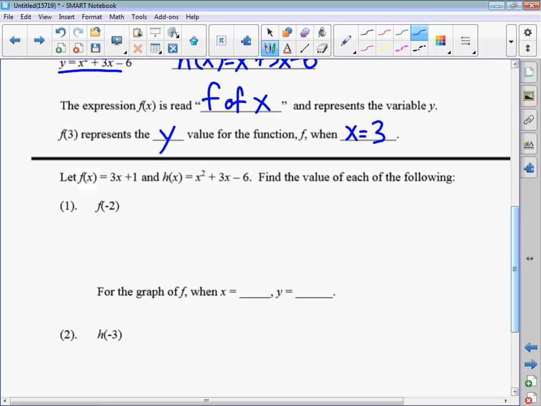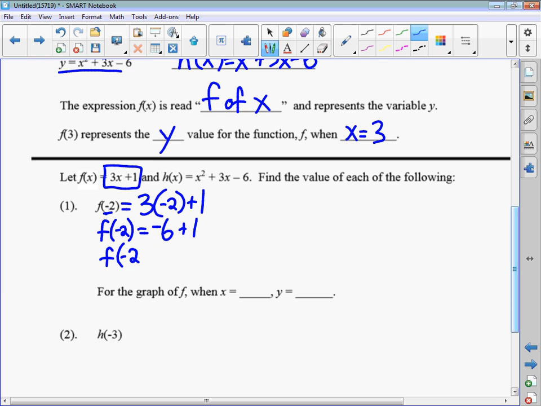Number 1 says f of negative 2. So we're going to use this formula right here, but wherever we see x, we're going to put in negative 2. So f of negative 2 equals 3 times negative 2 plus 1. So f of negative 2 equals negative 6 plus 1. So f of negative 2 equals negative 5. And so for the graph of f, when x equals negative 2, the y equals negative 5.